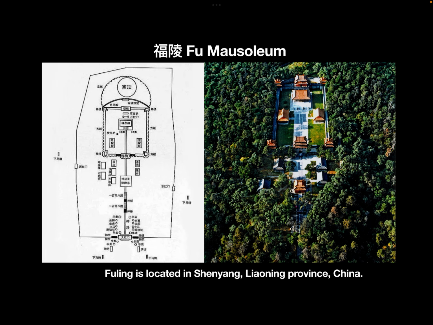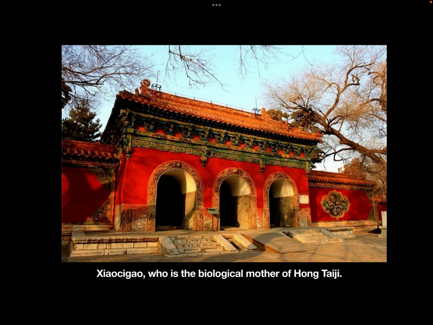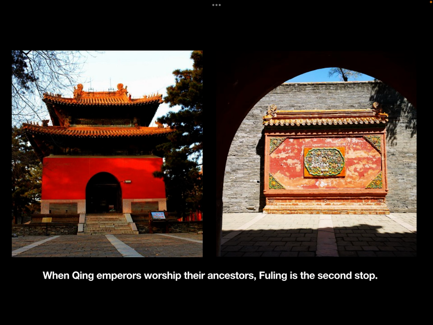Fuling is located in Shenyang, Liaoning Province, China. It is the tomb of Nurhaci, the founding Khan of the Later Jin, and his wife, the Empress Xiao Cigao, who is the biological mother of Huang Taiji. Fuling's consort tombs are gone. When Qing emperors worship their ancestors, Fuling is the second stop.